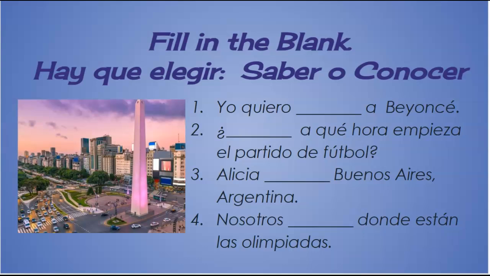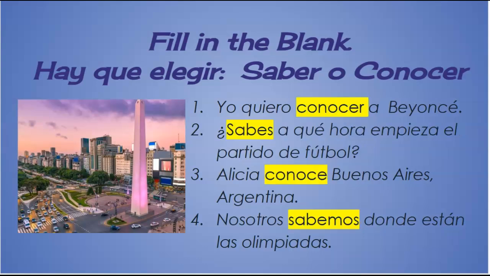Nosotros, blank, ¿dónde están las Olimpiadas? We know where they are. We know where the Olympics are. Check your answers. Did you have conocer? Yo quiero conocer. Now, maybe you didn't keep this in infinitive. Maybe you just conjugated it for yo because you saw the yo and you were like, yep, conozco. But you forgot the 2 verbs go walking rule. So don't forget that 2 verbs go walking rule. Yo quiero. Quiero was already conjugated, so you didn't need to conjugate conocer. Yo quiero conocer a Beyoncé.